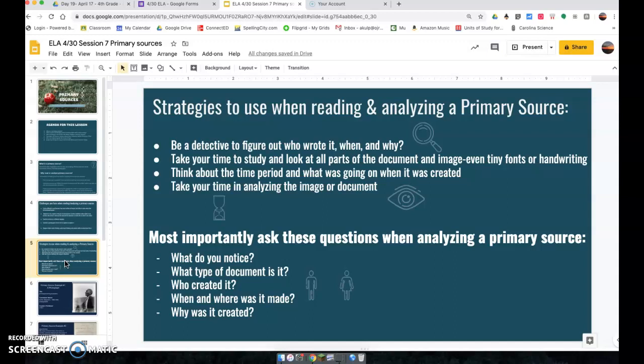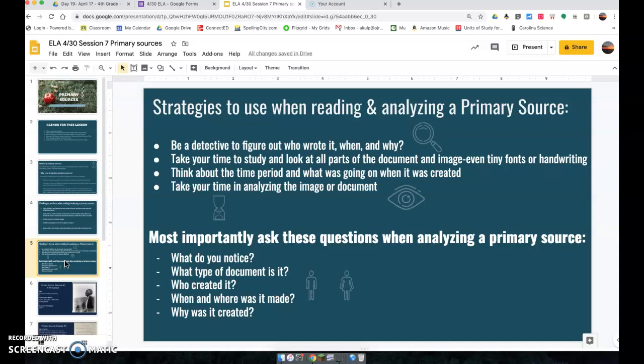You really have to look at every little detail to truly understand and get all the information out of that primary document that you can. Think about the time period and what was going on when it was created. It really helps to think of it from that perspective and keep that in mind when being a detective and trying to figure these things out.